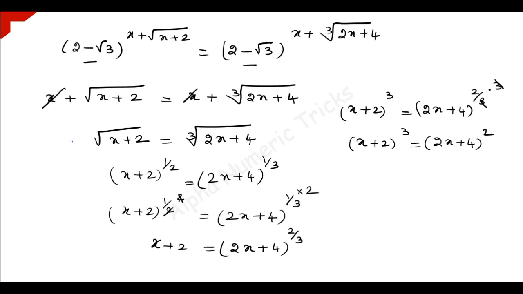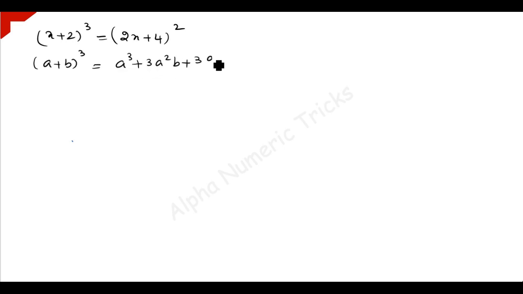Okay, so here we have to apply the formula. x plus 2 the whole cube is equal to 2x plus 4 the whole square. What is the a plus b whole cube formula? a plus b whole cube is a cube plus 3a squared b plus 3ab squared plus b cube. This is the formula for a plus b the whole cube. And you know that the a plus b the whole square formula is a squared plus 2ab plus b squared.